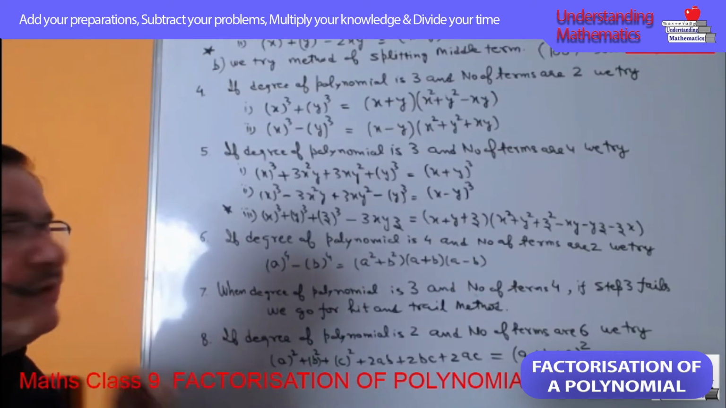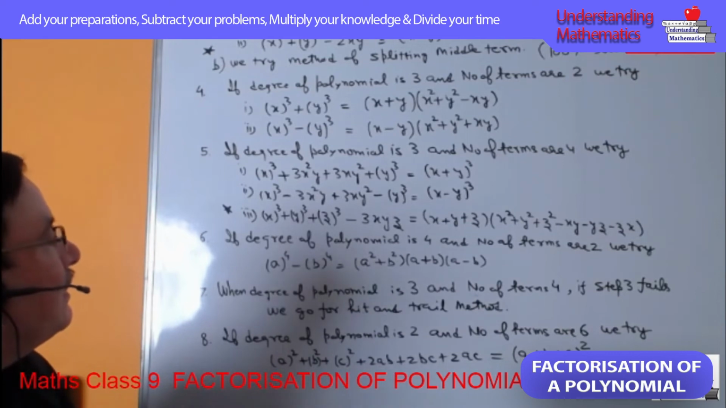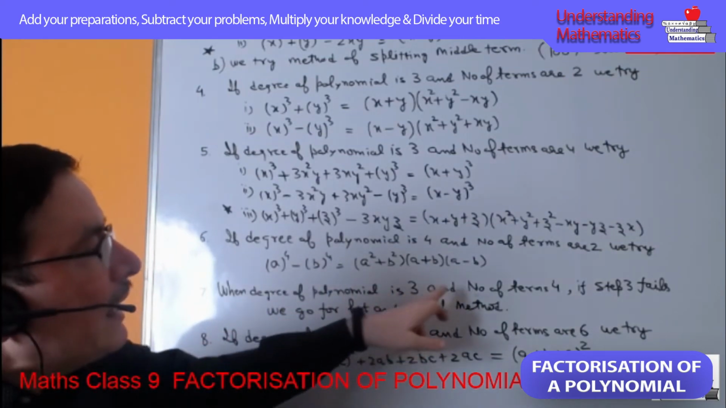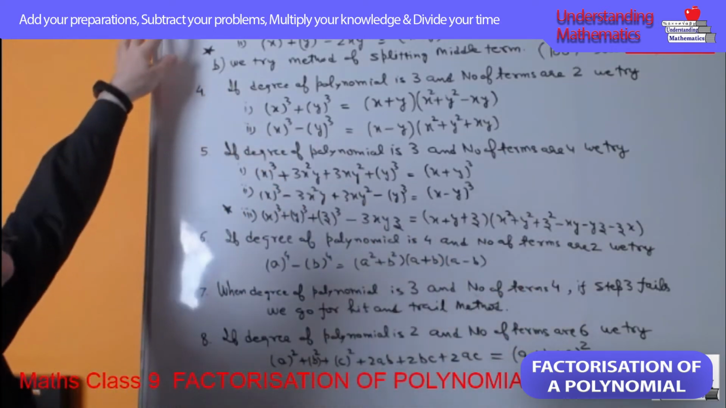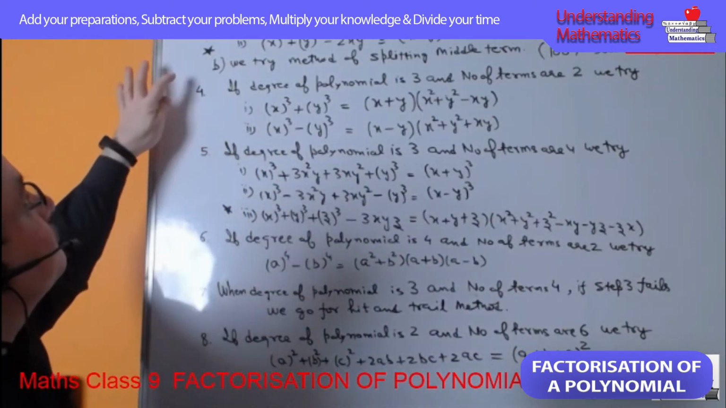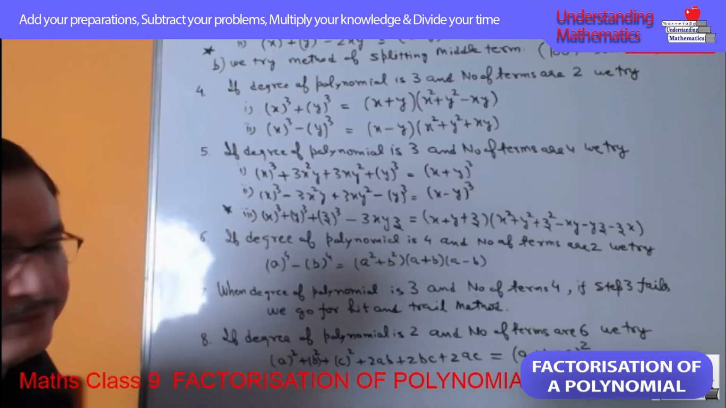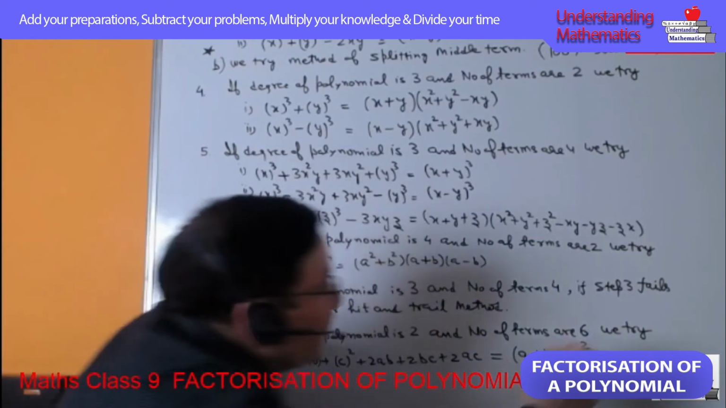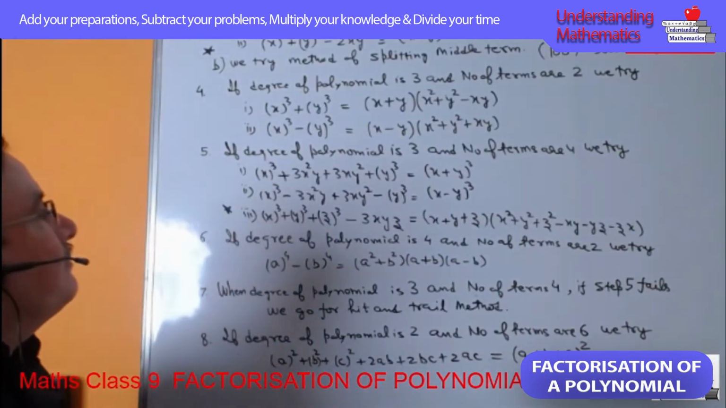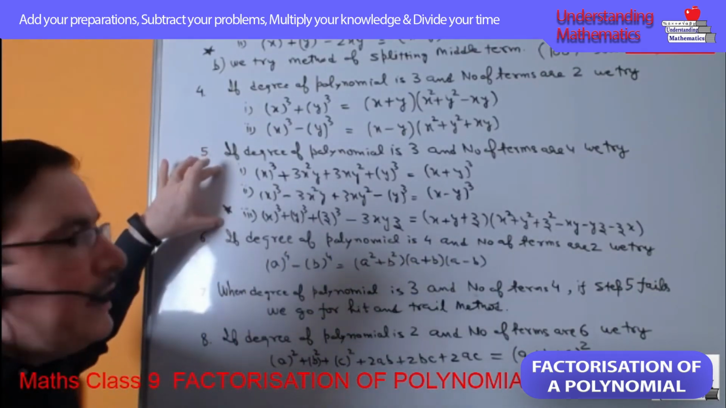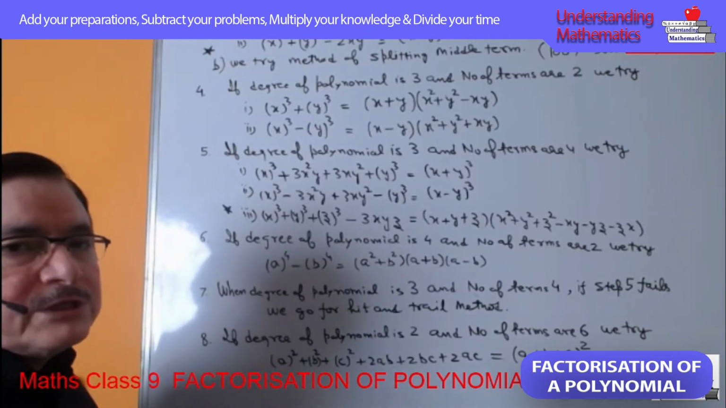Step number 7 is another exceptional step, when all these methods may fail and the degree of the polynomial is 3 and the number of terms is 4. If step 5 fails, I mean not step 3, step 5, degree 3 and number of terms 4, and step number 5 doesn't apply, then we think of the hit and trial method. You must be aware of the hit and trial method.